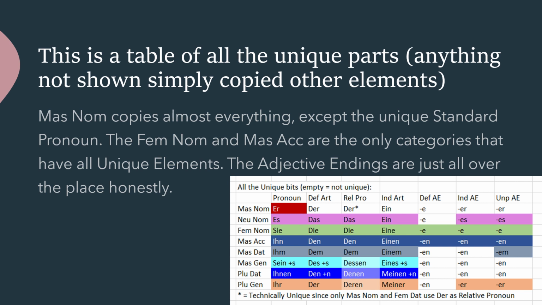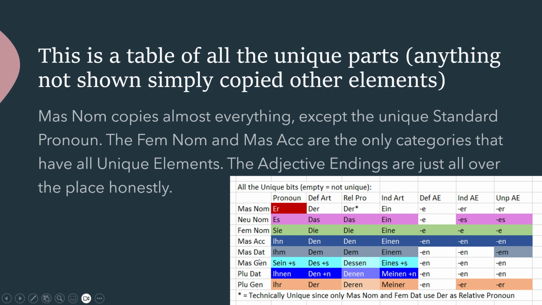The only little quirk here is the relative pronoun for the masculine nominative as well as the feminine dative, which is der, and that's technically unique. That is technically unique because the elements that are usually copied from the relative pronoun are not copied from anywhere else. You could technically have this cell right here with this color being right here because it is technically unique in that regard. But other than that, it is always stealing something from somewhere else.